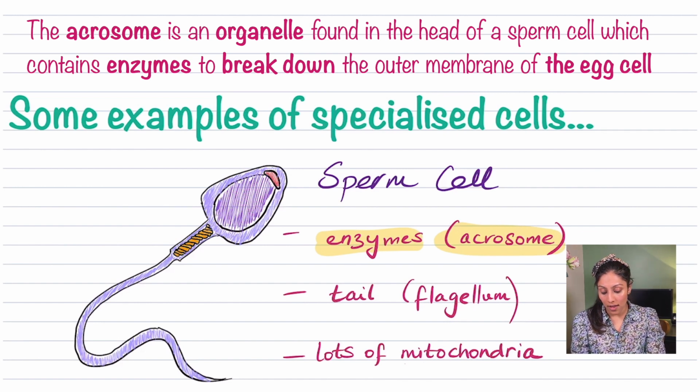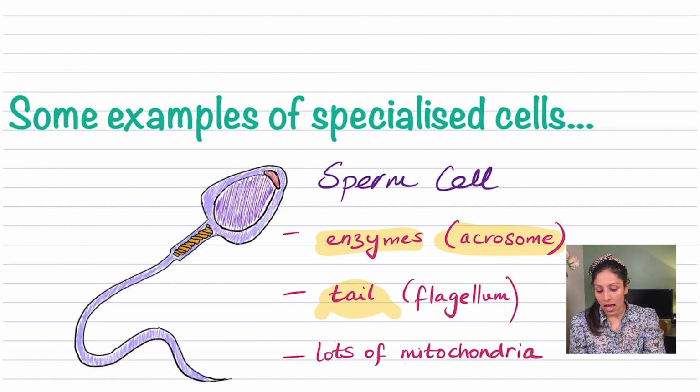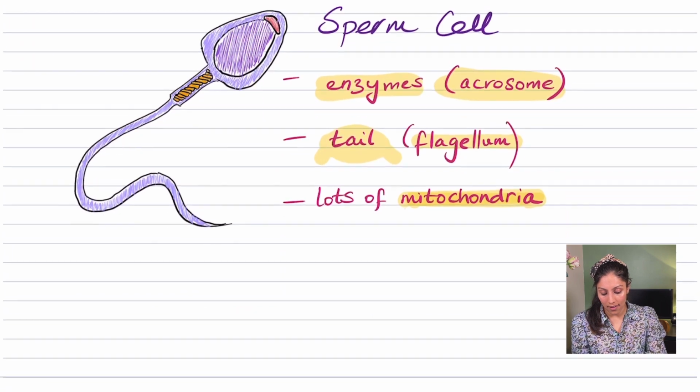It also has a tail, you can see here, and that tail is really key for it to swim to that egg. So a really fancy word, if you want to show off, for the tail of the sperm, we can call it the flagellum. And again, the specialized cell, the sperm cell, has lots of mitochondria. Now, if you remember from the last video, mitochondria are really important for respiration because they release energy, and that energy is used for the sperm to be able to go and travel to the egg.